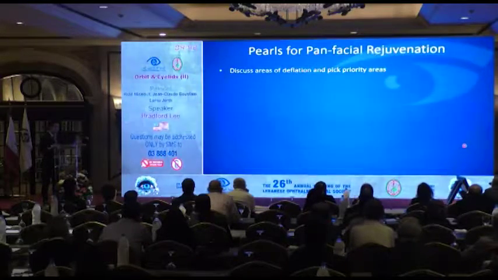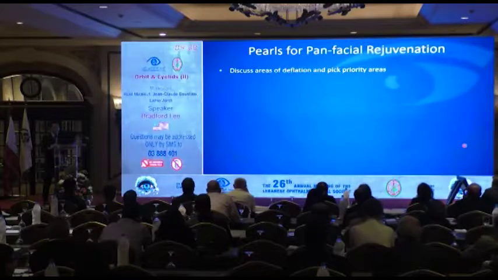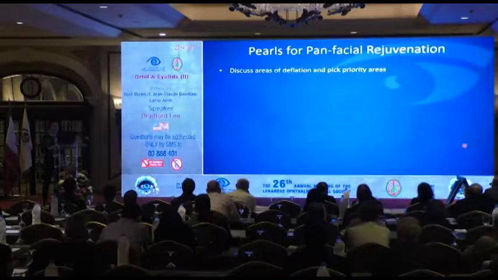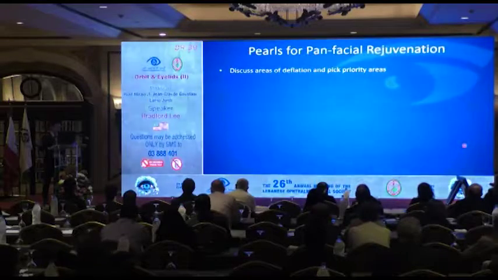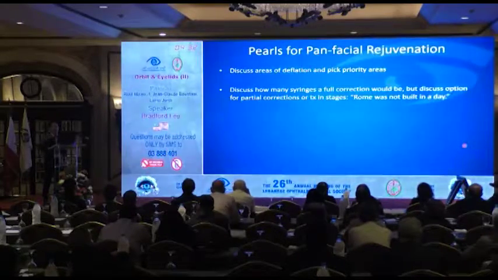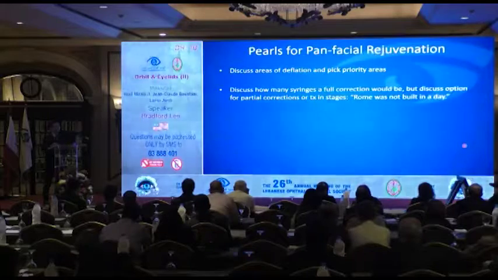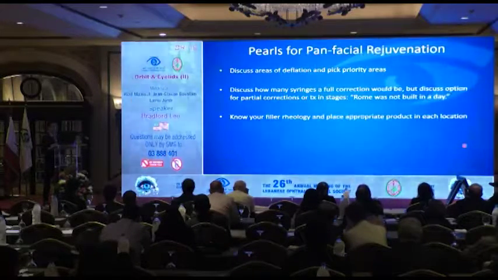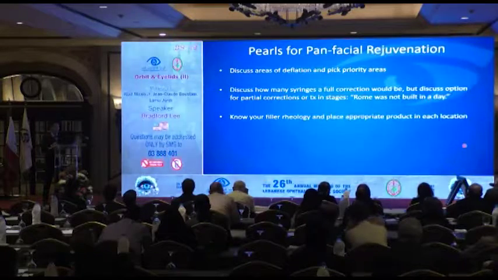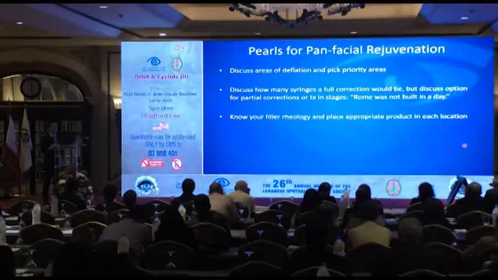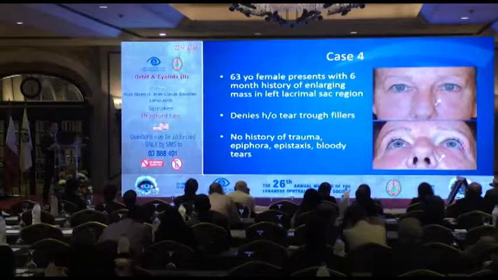So pearls for pan-facial rejuvenation: definitely discuss areas of deflation and pick your priority areas. If a patient says, look, I can't afford to do everything, I like to give patients a sense of how many syringes a full correction would be and say, look, you don't have to do this all at once. You can pick certain areas. And I like to say Rome wasn't built in a day. So analogously, we don't need to do a full correction all at once. We can pick your priority areas, come back in a few months, and build it up little by little. You have to know your filler rheology, which is a study of the physical properties of the fillers, to know which products to place in each location.